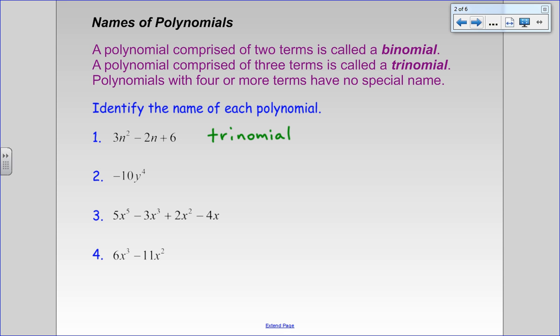Our second expression, negative 10y to the 4th, is simply a monomial. The third expression, 5x to the 5th minus 3x cubed plus 2x squared minus 4x, contains 4 terms. So it doesn't have a special name. We simply describe this as a polynomial with 4 terms. And finally, our fourth expression, 6x cubed minus 11x squared, contains 2 terms. So this is a binomial.